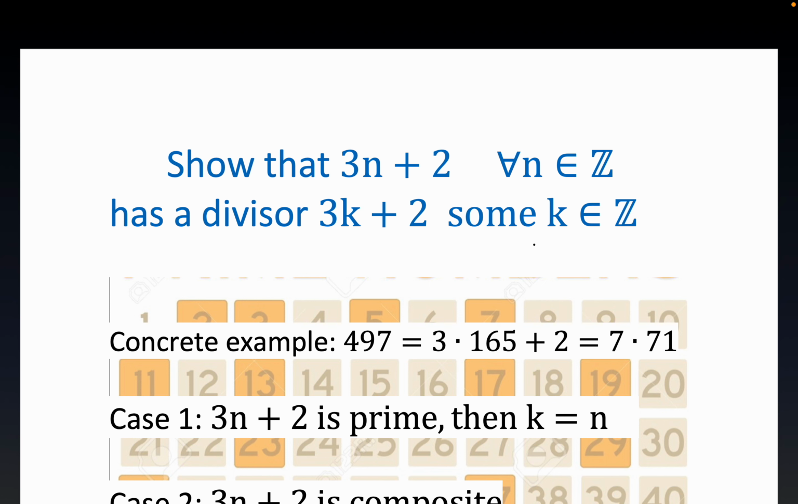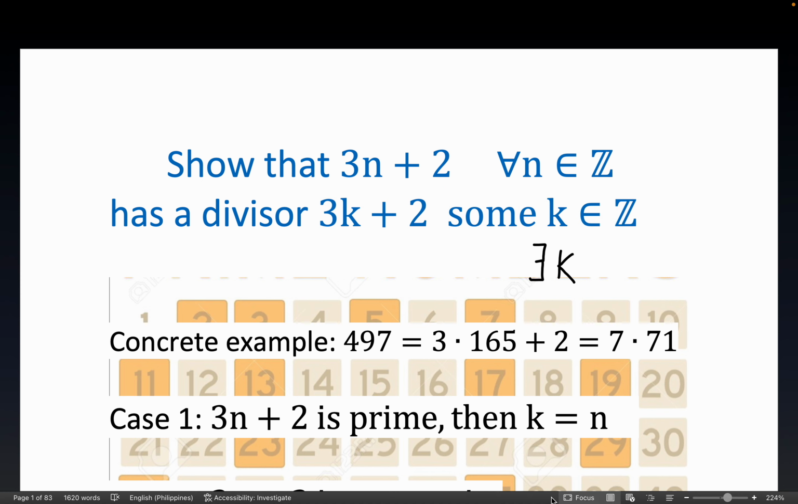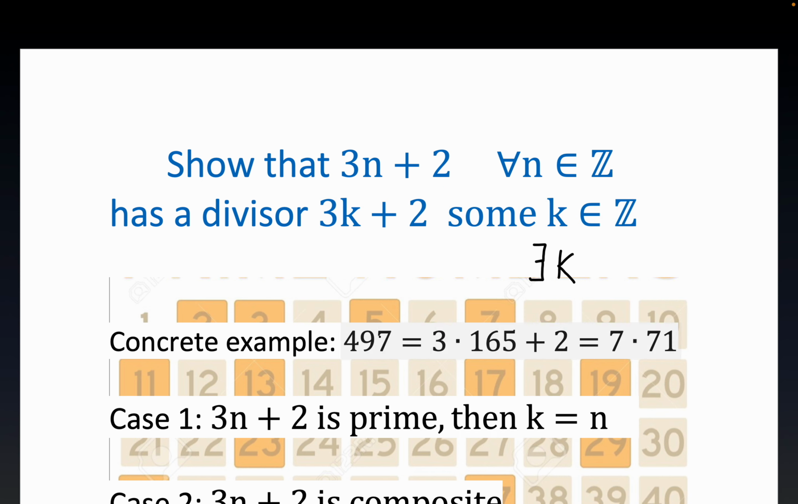I could have written this problem in this form: for all n, there exists a k. Here we have the universal quantifier for all n, and here there exists a k. I would have to word it slightly differently, but what I'm trying to convey is that any integer in the form 3n plus 2 is going to have a divisor of that same form, 3k plus 2, for some other k.